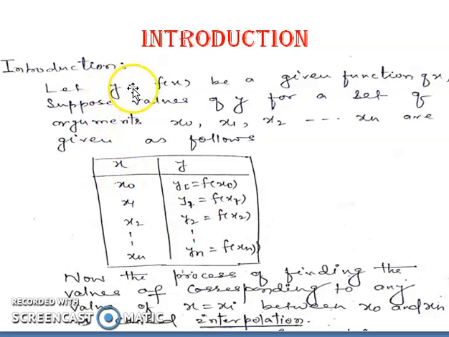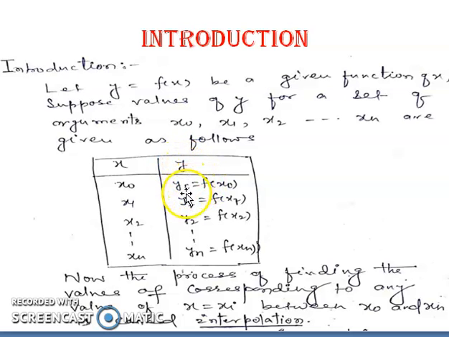Suppose y equal to f(x) is a given function of x. Then suppose the values of y for a set of arguments x0 to xn are given as follows: x is x0, x1, x2, and so on up to xn, and the values of y are given alongside. We have already discussed that x is the argument and y is the entries.